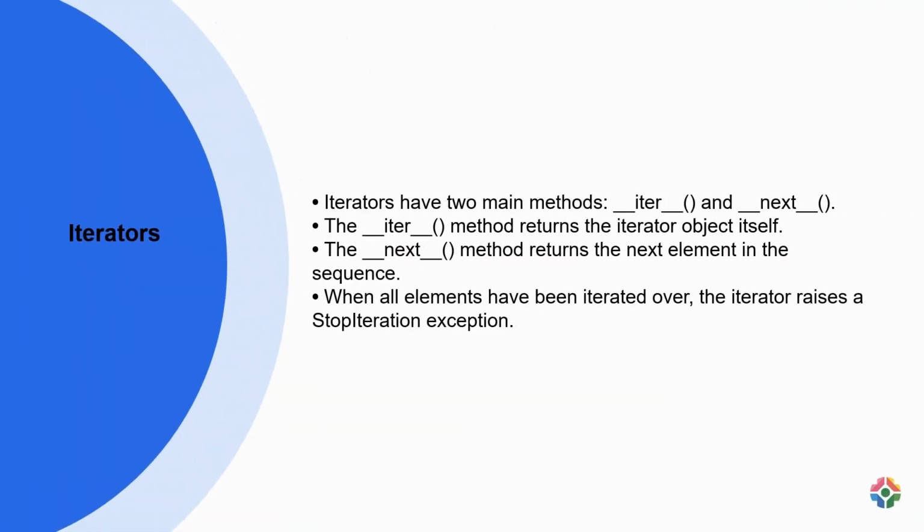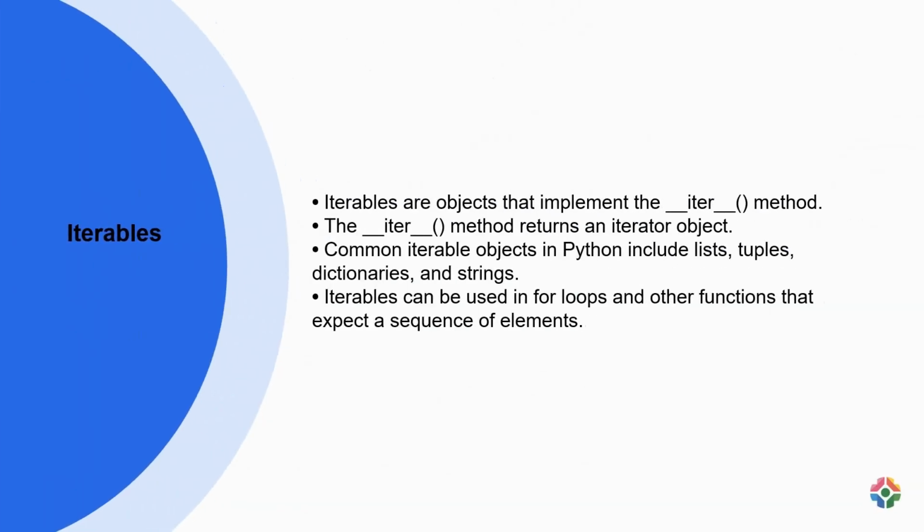Iterators in Python contain two key methods, __iter__ and __next__. The __iter__ method yields the iterator object, while __next__ returns the subsequent element in the sequence. Upon completing iteration over all elements, the iterator triggers a StopIteration exception. For instance, when looping through a list using an iterator, invoking the next method after the last element will raise a StopIteration exception. Iterables in Python are objects that implement the __iter__ method, which yields an iterator object.